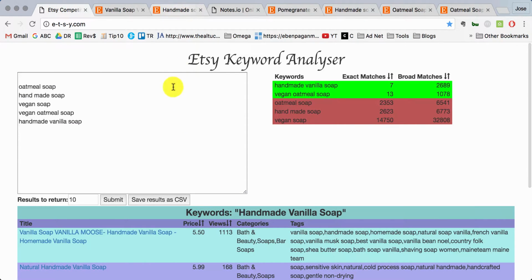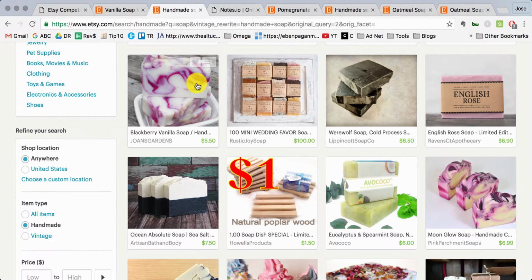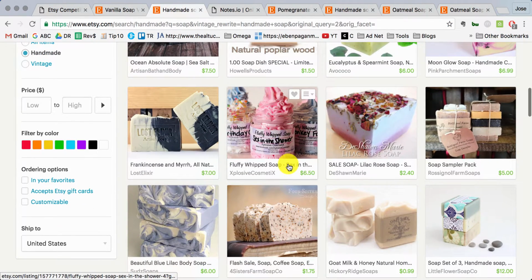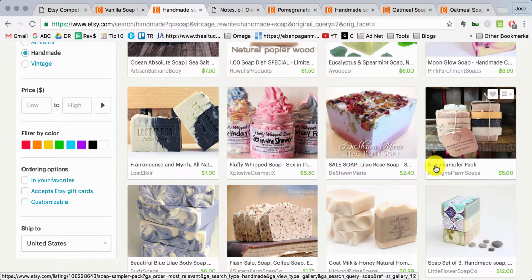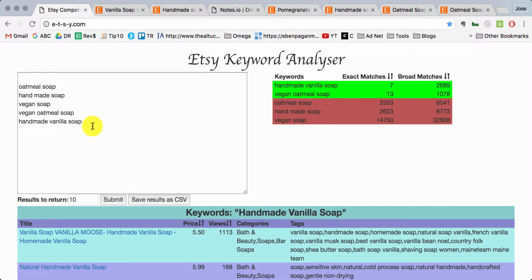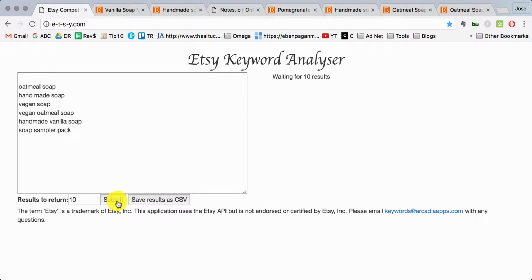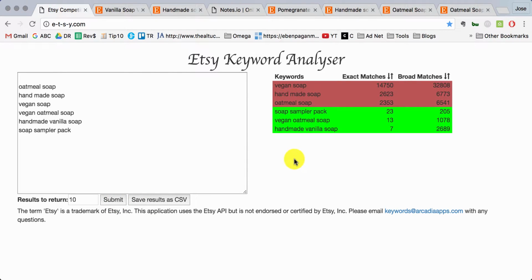And you can always come up with more ideas for other categories. Just by going through here, you can hit soap sampler pack. You may even want to look at that. Soap sampler pack. See, there's only 23, but there's 205. There's some broad ones that are in there. So you could definitely look at that.